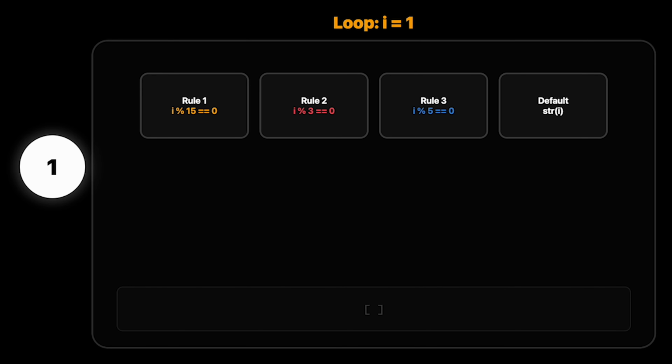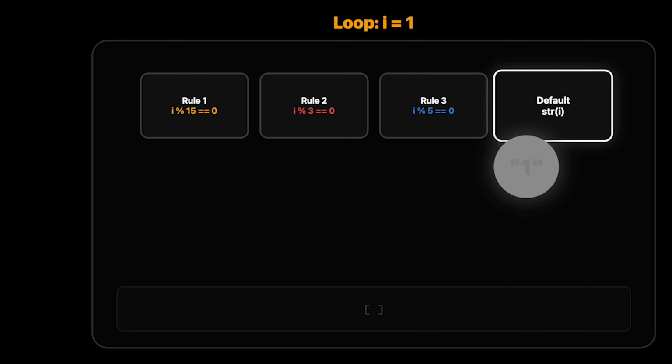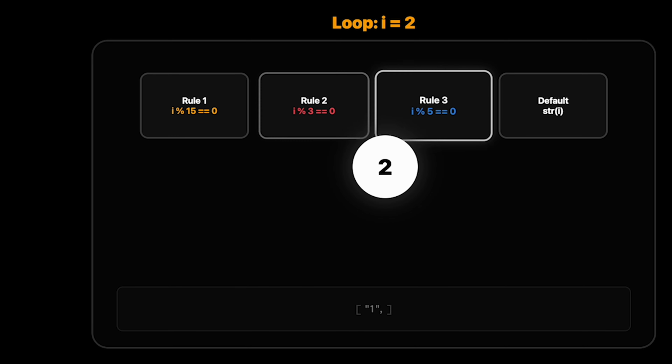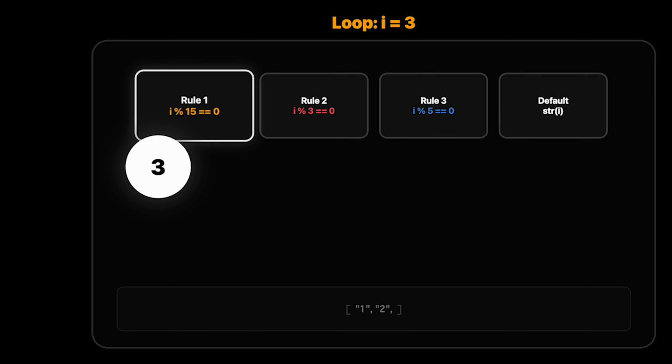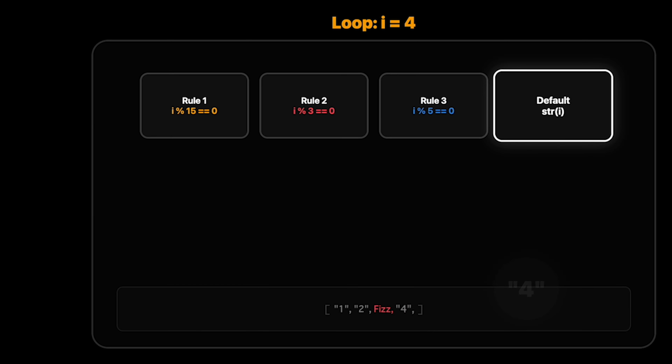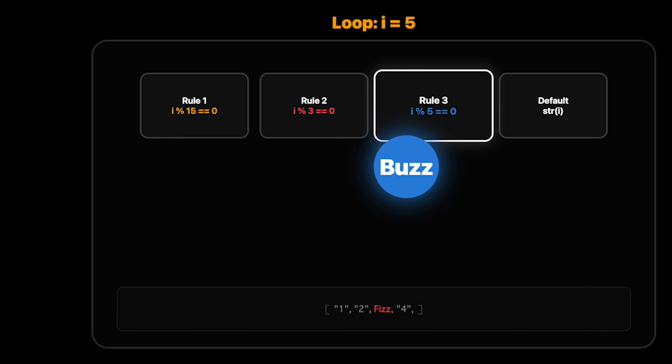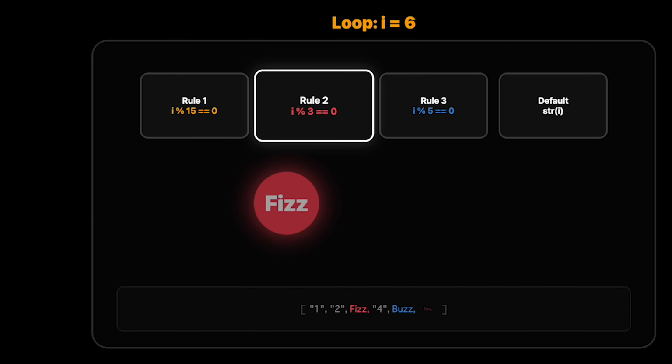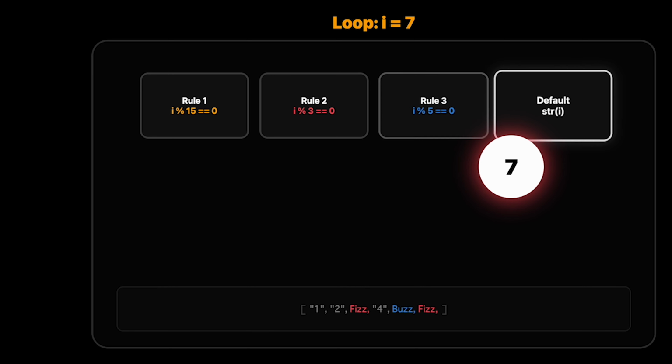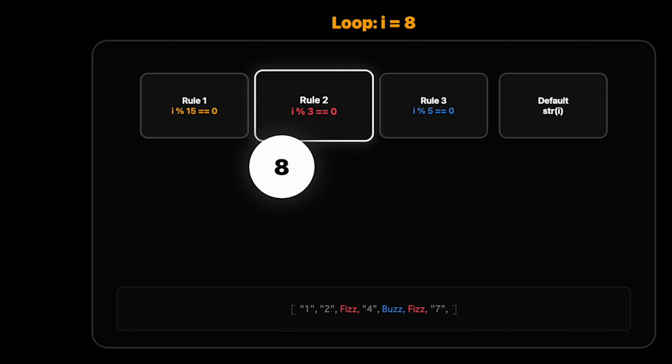Putting all of these ideas together results in a simple and readable implementation. We initialize an empty list, loop from 1 to n, check divisibility by 15 first, then by 3, then by 5, and fall back to the default case when none apply. After the loop finishes, we return the list.